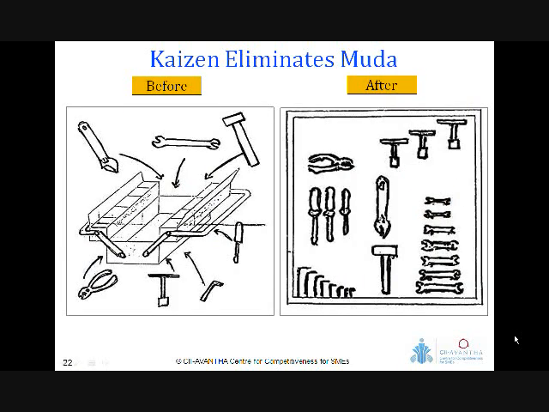Another example, as I said, searching, time waste. If you see in the before picture, to find a tool, it may require 30 seconds or maybe 30 minutes. But on the right side, when a shadow board has been created, you can find the object within 10 seconds. And if an object is missing, by seeing the picture, you can know what object is missing.